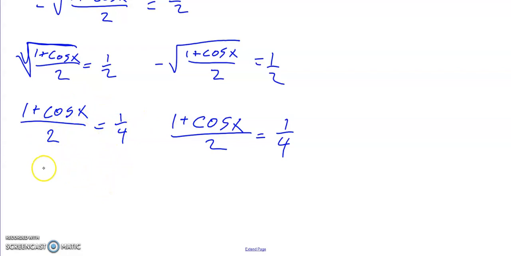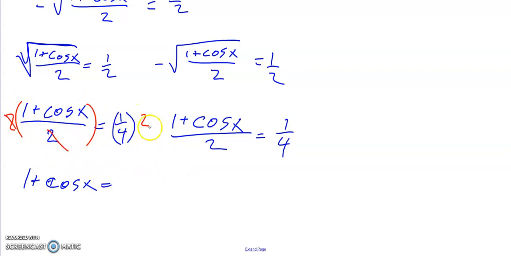Let's multiply both sides by 2. So 1 plus cosine x, 1/4 times 2. So I'm going to multiply this side by 2. Actually, I'm multiplying both sides by 2. So here my 2's are going to cross out. And then 1/4 times 2 gives me 1/2. Let's subtract 1 from both sides. So cosine x, 1/2 minus 2/2 is negative 1/2.